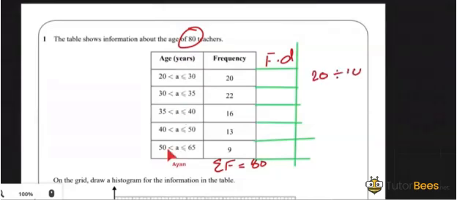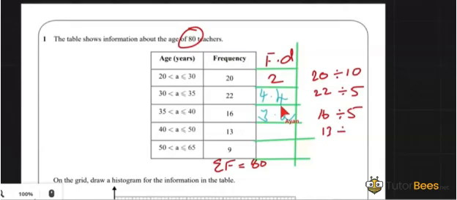Because in this case, class intervals are not the same, as you can see here. Then 22 divided by 5 is 4.4. So you have to fill this one, and then the next one is 16 divided by 5, which is 3.2. 13 divided by 10 is 1.3, and 9 divided by 15 is 0.6.